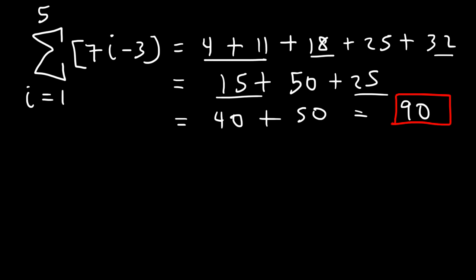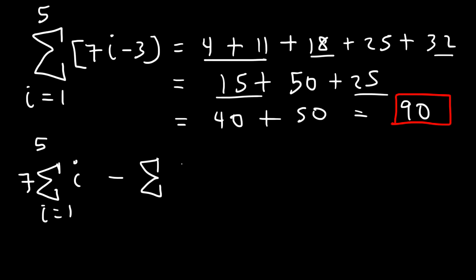Now let's use the summation formulas to get the same answer. So I'm going to write it as 7 times the sigma notation for i, going from 1 to 5, and then minus 3. You want to separate it into two parts.